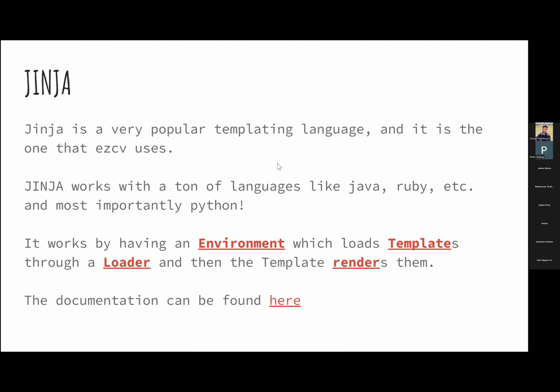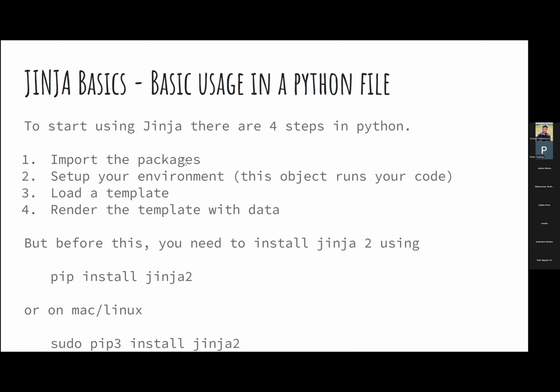Looking at Jinja basics, it's a very popular templating language, and essentially it works with a bunch of languages such as Java, Ruby, etc. And most importantly, Python. It works by having an environment which loads the templates through a loader, and then the template renders them. If you want to find more documentation, you can click on the link here. Looking at the basic usage in a Python file, what you can first do is import the packages.